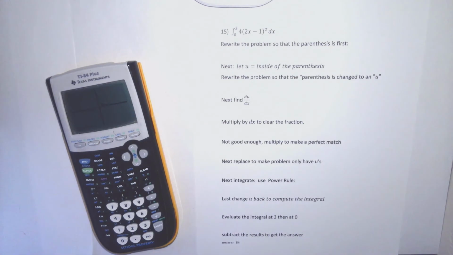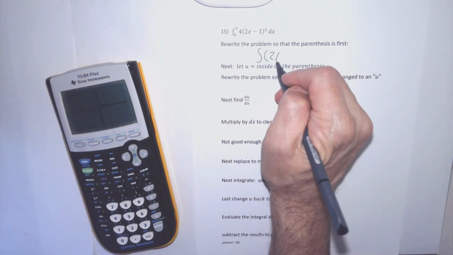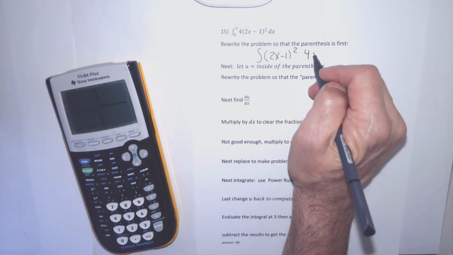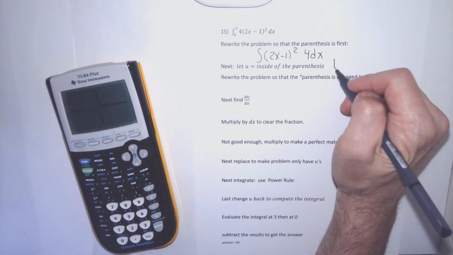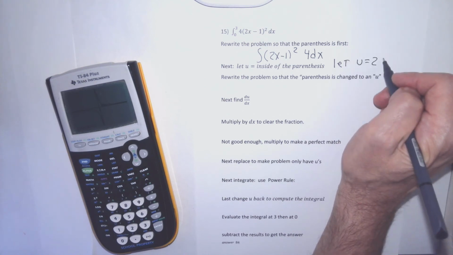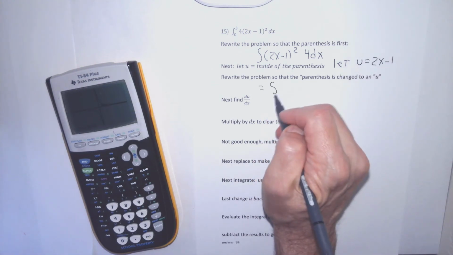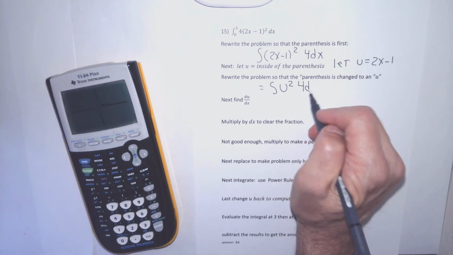So use substitution because of the parentheses with the exponent. So let me do the integral before I can plug in the 0 and the 3. So I'm going to rewrite the problem with the parentheses with the exponent first, the 4 and the dx written second. I let u be the inside of the parentheses with the exponent. I get u as 2x minus 1. That allows me to rewrite the problem as u squared times 4dx.